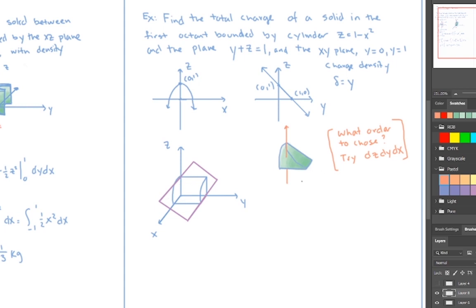But then if I drew a separate dz, I would enter again at z equals 0, and then this time I would exit on the equation of the plane. So that's awkward. I suppose there may be a way to set up some very clever limits where you do get the correct answer, but let's just choose a different order.